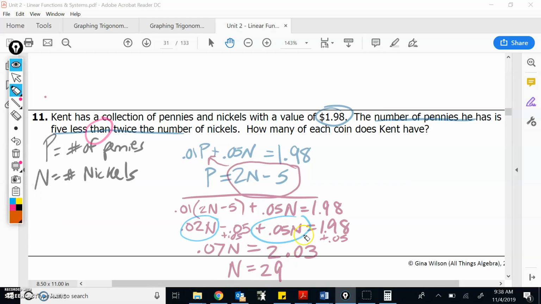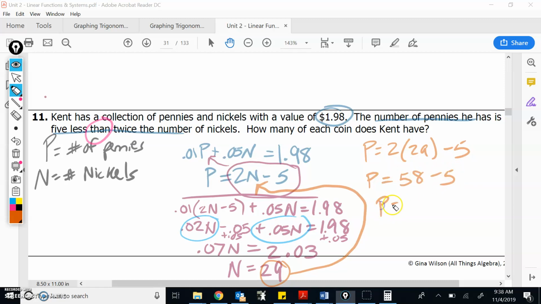Now let's use substitution to substitute that 29 back in. I'm going to plug it into the second one. So I have p equals 2 times 29 minus 5. So the amount of pennies is going to be 58 minus 5, which is 53. And let's write our final answer as a sentence. So there are 29 nickels and 53 pennies.